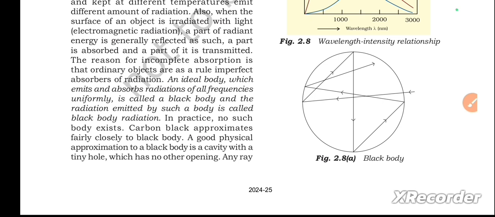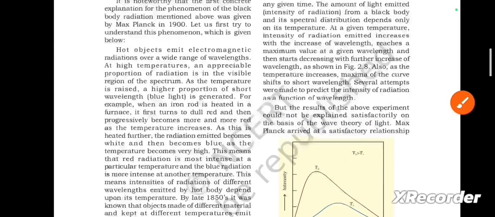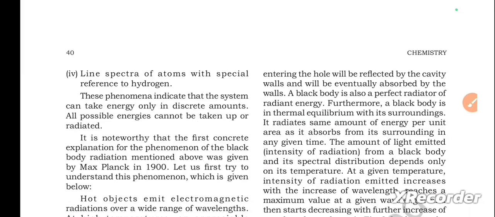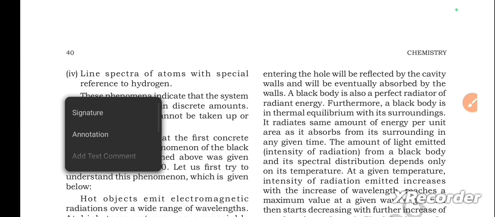An ideal body which emits and absorbs radiation of all frequencies uniformly is called a black body, and the radiation emitted by such a body is called black body radiation. In practice, no such body exists. Carbon black approximates fairly closely to a black body. A good physical approximation to a black body is a cavity with a tiny hole which has no other opening. Any ray entering the hole will be reflected by the cavity walls and will eventually be absorbed by the walls.